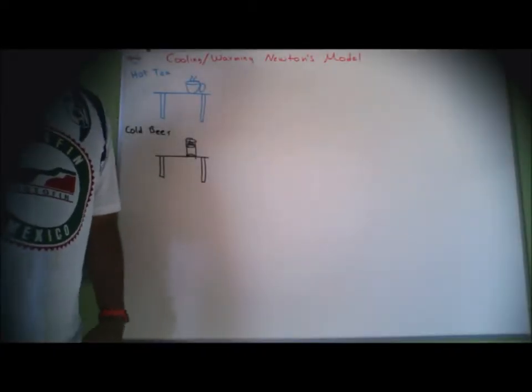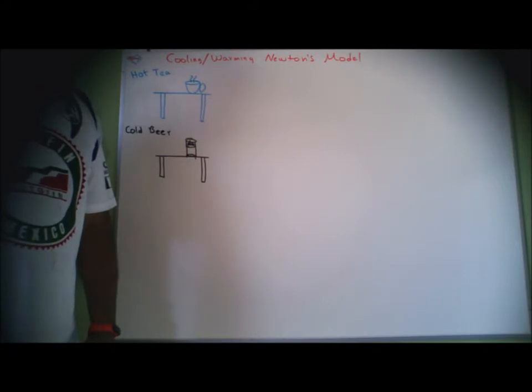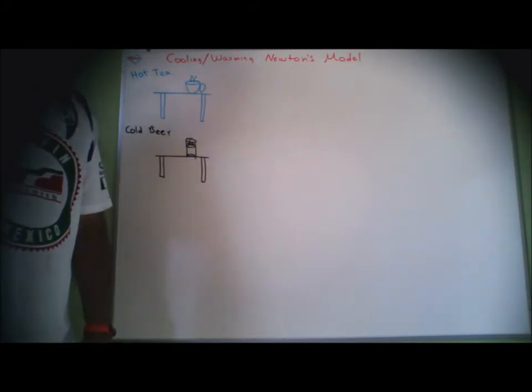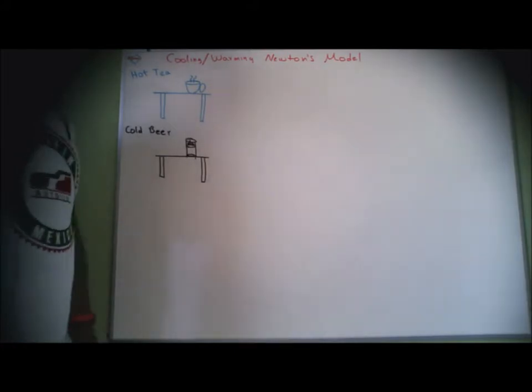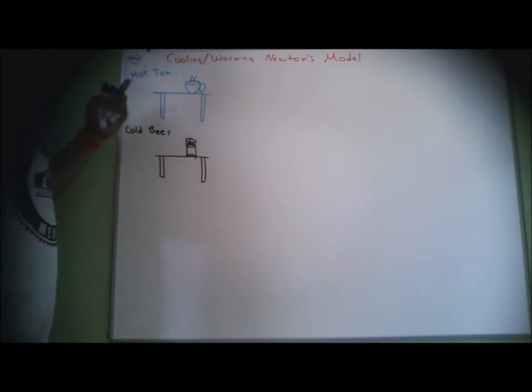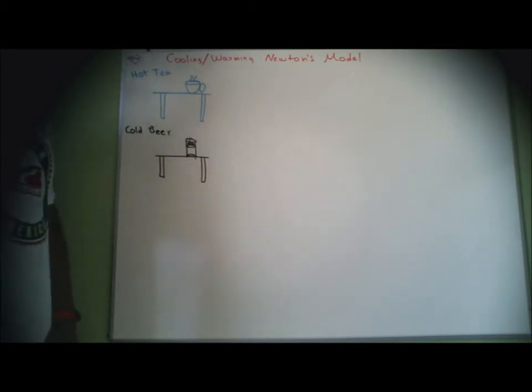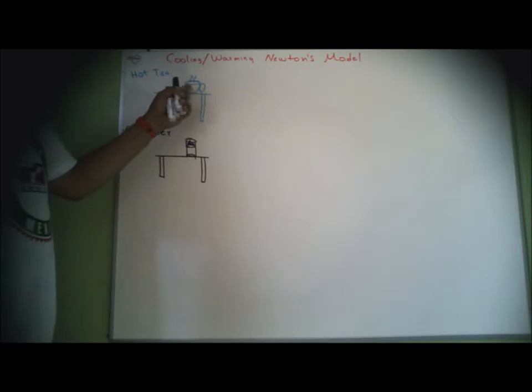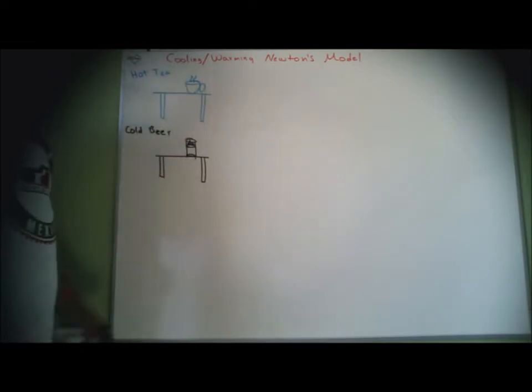Okay, in this video we are going to see the cooling and warming Newton's model differential equation. To do so, I'm going to show two examples. Here we have hot tea, and here we have a cold beer. What I'm going to do is plot against time how the temperature in the hot tea and in the cold beer behaves.